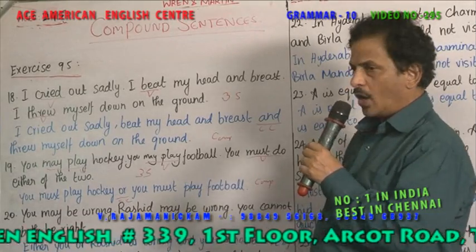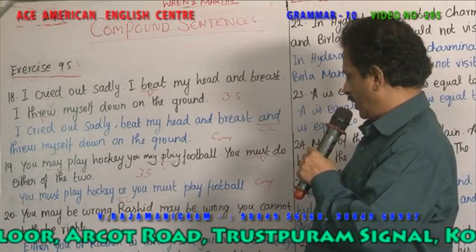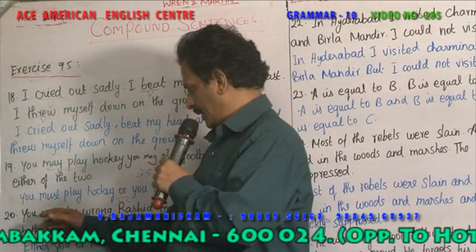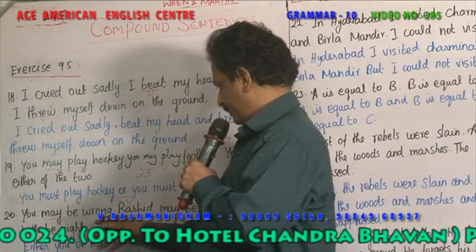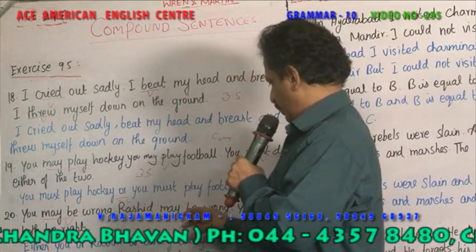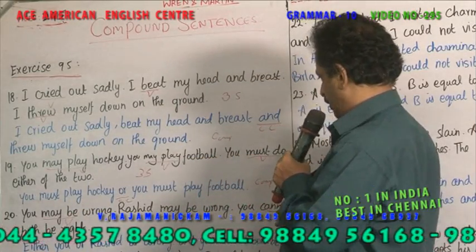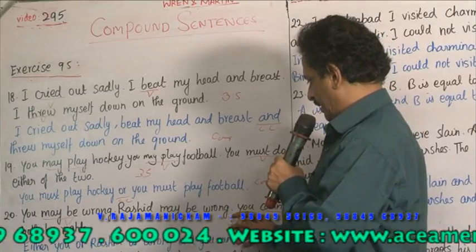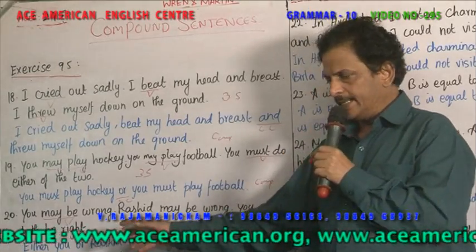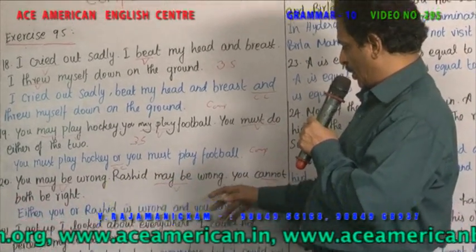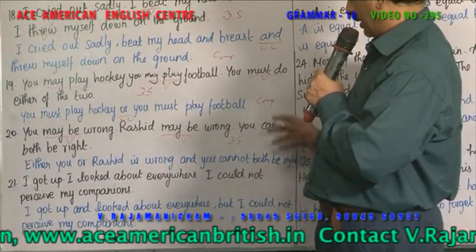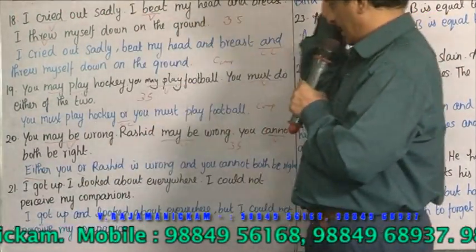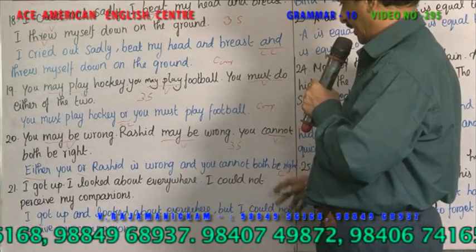You may be wrong. Rashid may be wrong. You cannot both be right. So may be is one verb, may be is another verb, cannot is another verb. So three sentences are there. How do you connect the three sentences? Either you or Rashid is wrong and you cannot both be right. So you are connecting the sentences using either or. So this becomes a compound sentence.